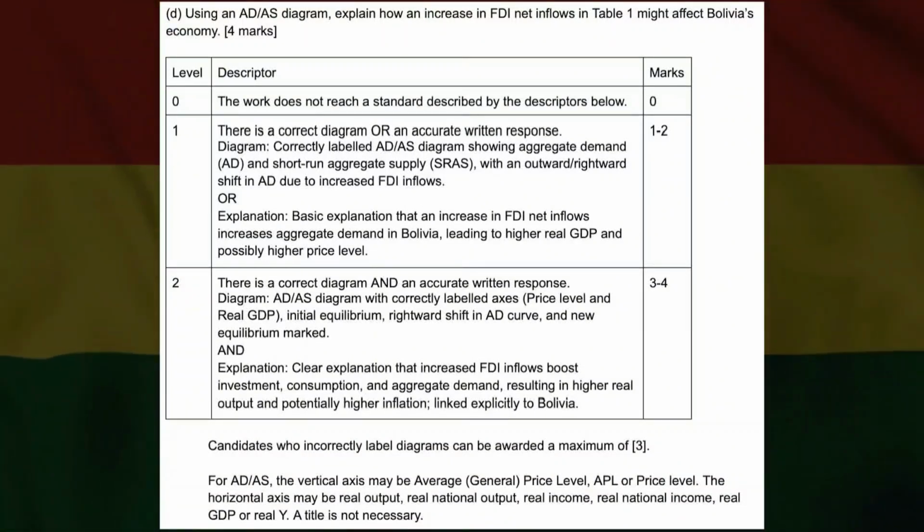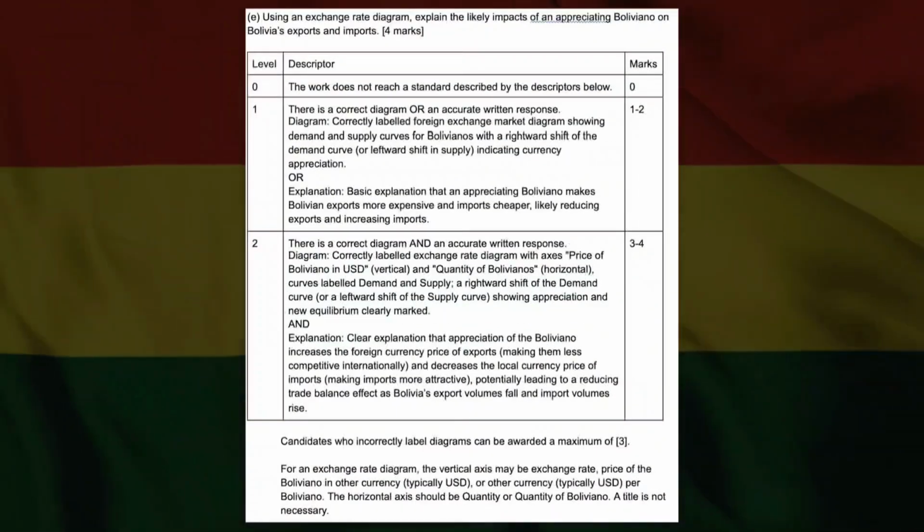For AD/AS, the vertical axis may be average general price level, APL, or price level. The horizontal axis may be real output, real national output, real income, real national income, real GDP, or real Y. A title is not necessary.